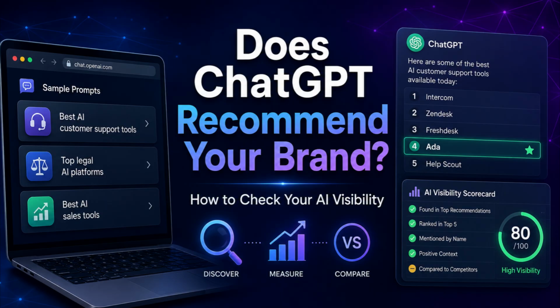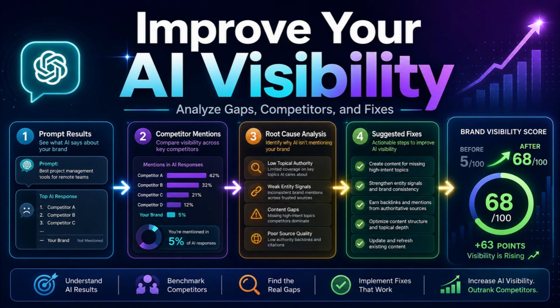Because maybe your brand appears in educational prompts, but not in buyer intent prompts. Or maybe your brand appears when people ask about your exact category, but not when they ask for alternatives to your competitors. That tells you where the problem is. And that leads us to the most important part. Interpretation. Now let's talk about how to interpret the results.